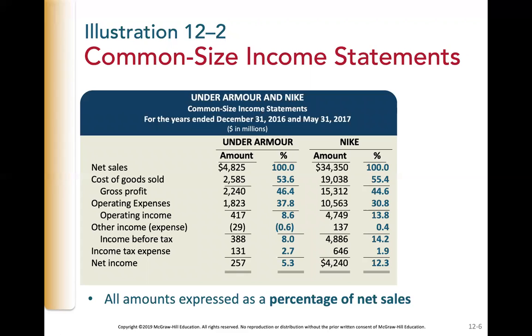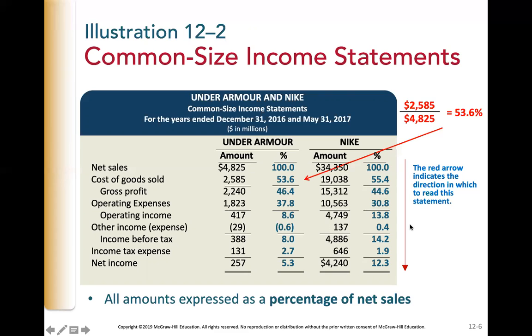To better compare the performance of these two companies, we need to use a vertical analysis to express each number as a percent of sales. So as you see, on the net sales, we have 100%. That's the base. That's what we're going to be expressing everything as a percentage of. So for cost of goods sold for Under Armour, we take the 2,585 and divide it by our base of 4,825 to get a percent of 53.6%. You would do the same thing with Nike by taking 19,038 and divide it by 34,350 to get 55.4%.